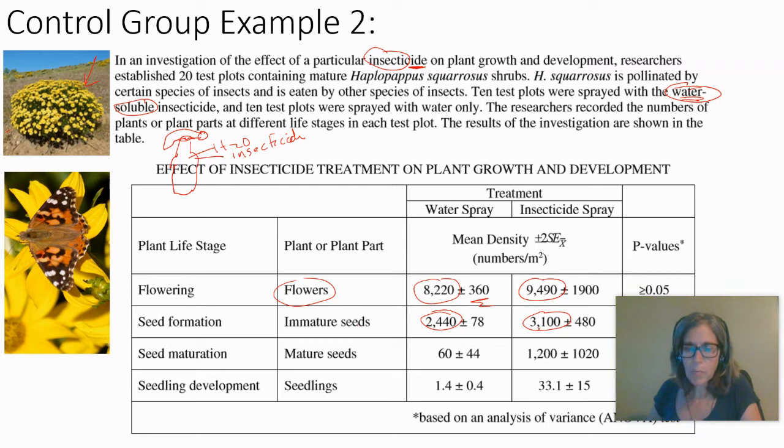So I bet that means that this thingy is killing insects and the plants do better. So the insects must be eating the plants, right? At the seed maturation level, there are 60 for water spray and 1,200 for insecticide. So the insecticide helps the plants make more seeds, more seedlings, because that's seedling development here. Okay, so here are the results.